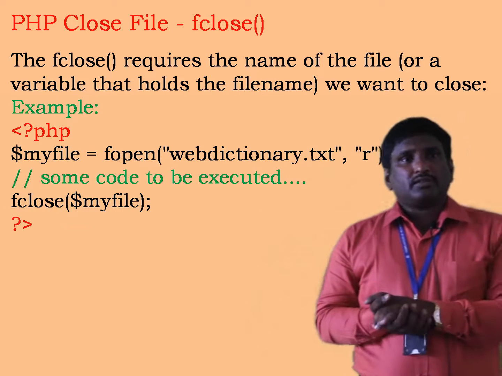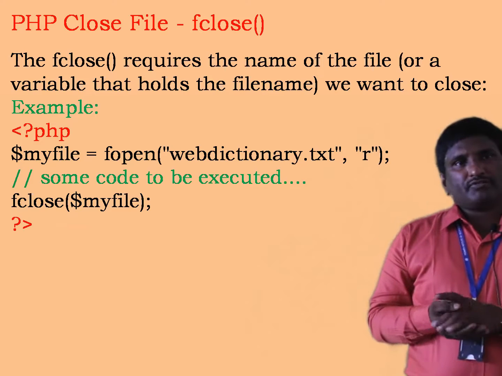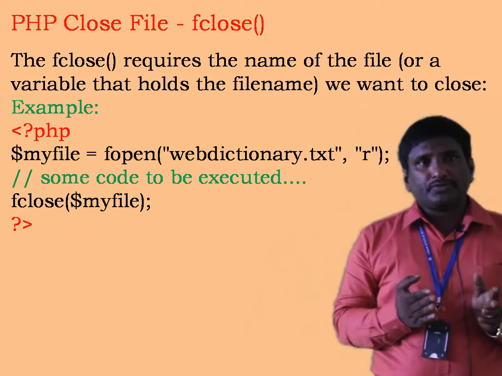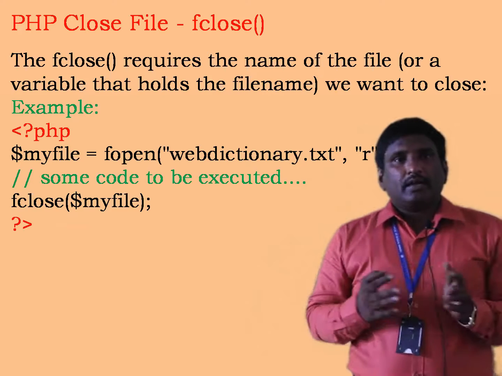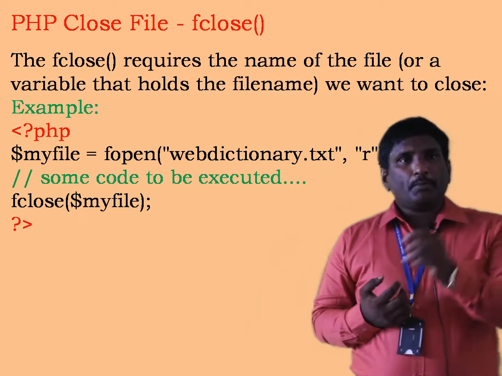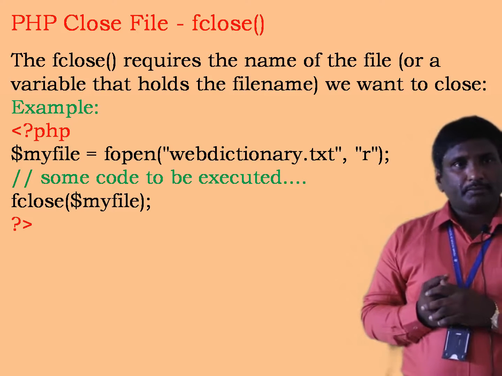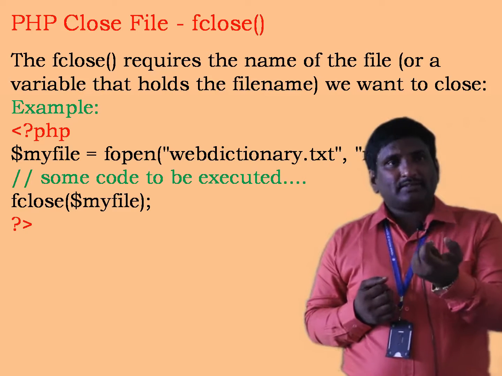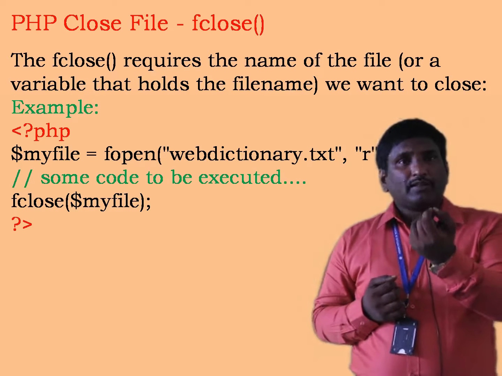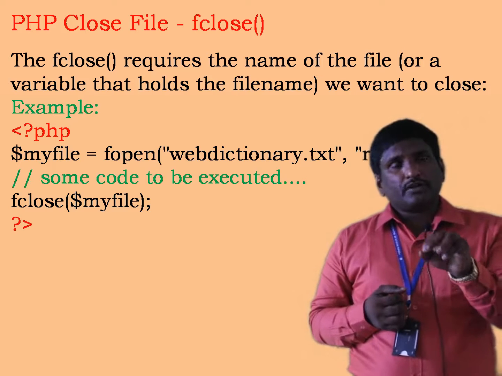One more function in PHP, file close, fclose. fclose requires the name of the file. If I want to close the reference of the opened file, in that scenario, I use fclose. Here initially I opened the file by using fopen webdictionary.txt with the read mode. Then by passing this reference $myfile to the fclose function, the opened file will be closed. That is in that way we can close the file.